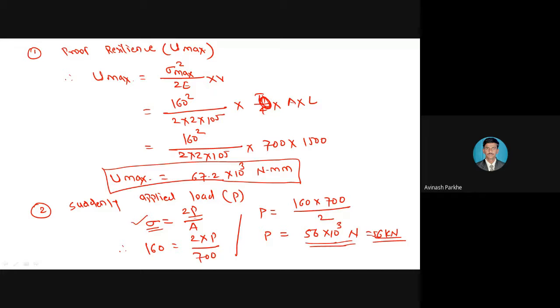This third problem is exactly opposite to the previous two problems. In the previous two problems, either the gradually applied load or the suddenly applied load was given and we had to calculate the stress. But this problem is exactly opposite. Stress is given, and using that stress value we have to calculate the load. But which load, suddenly or gradually, we first have to identify from the statement. In this problem, they have mentioned the word to find the suddenly applied load. Therefore, we use the formula sigma is equal to 2P upon A. Okay, so this is the statement.